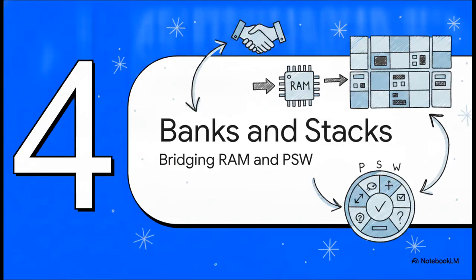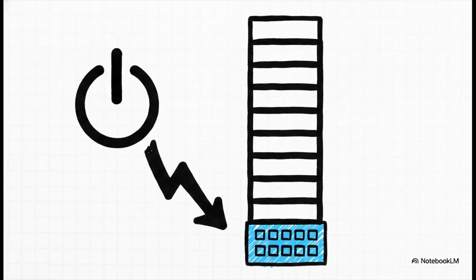All right, Section 4, register banks and stacks, bridging the RAM and the PSW. Picture this. You just powered up the 8051. By default, it automatically targets register bank 0. What does that mean for you? Well, it means if your code simply says to move data into registers R0 through R7, the microcontroller defaults to the very bottom of our RAM map. It's pointing straight at physical RAM locations 0 through 7.